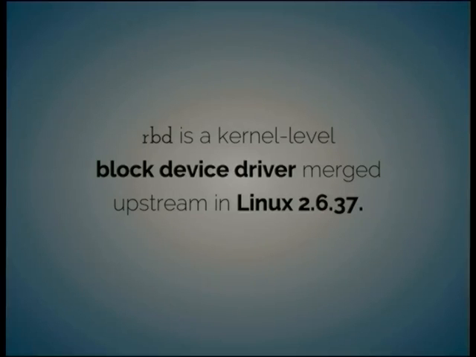You can make a file system on it. You can write directly to it, whatever you like. That went upstream in 2.6.37. However, that is not what you typically use in OpenStack, for the simple fact that most people will be running OpenStack using libvirt and QEMU KVM as their hypervisor. If you're not, if you're using Xen, for example, that would be your preferred choice.